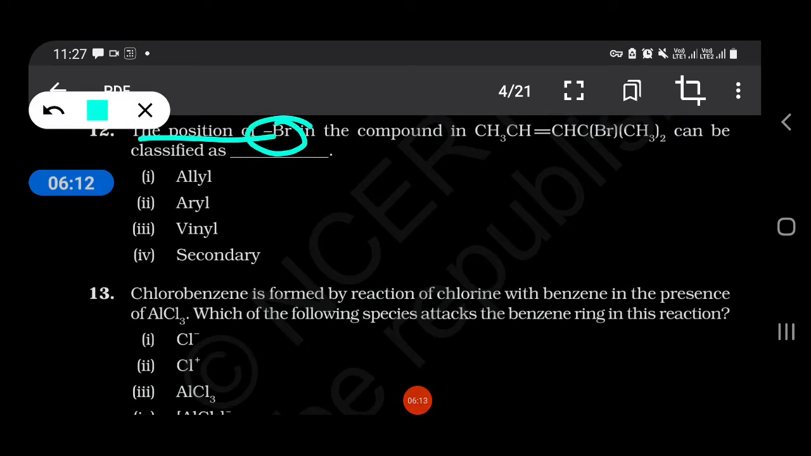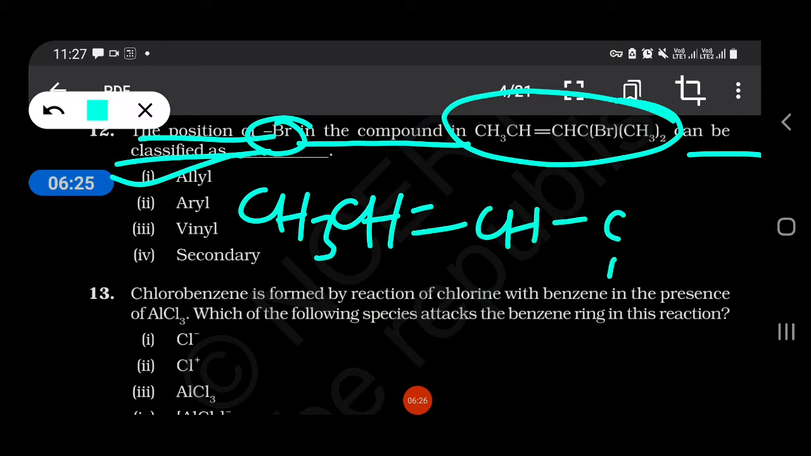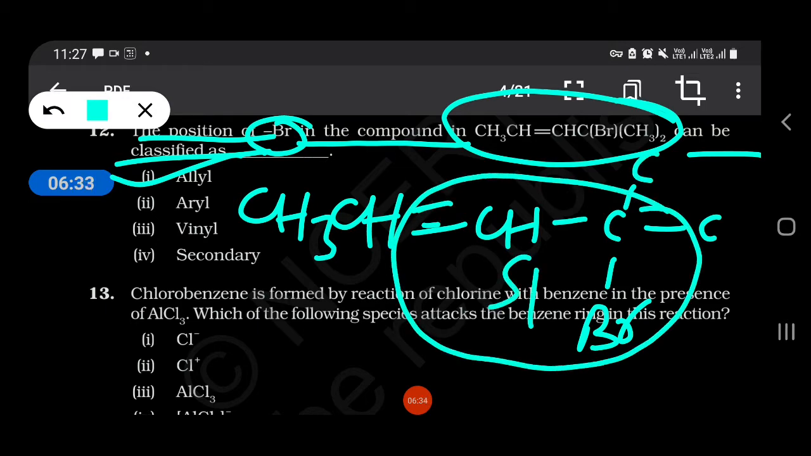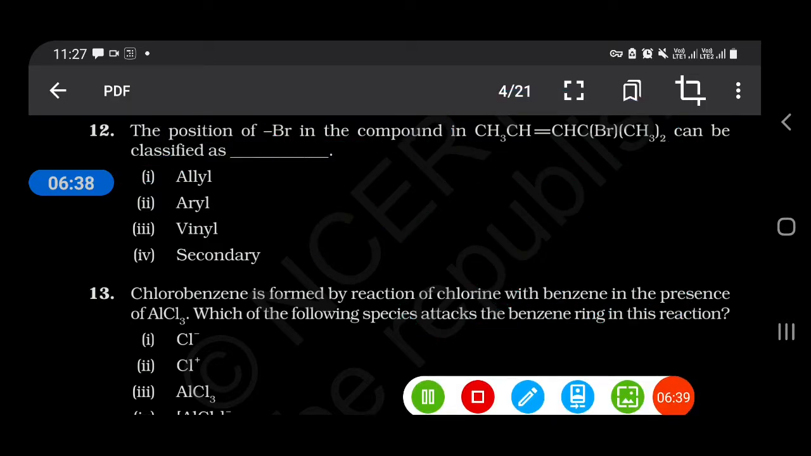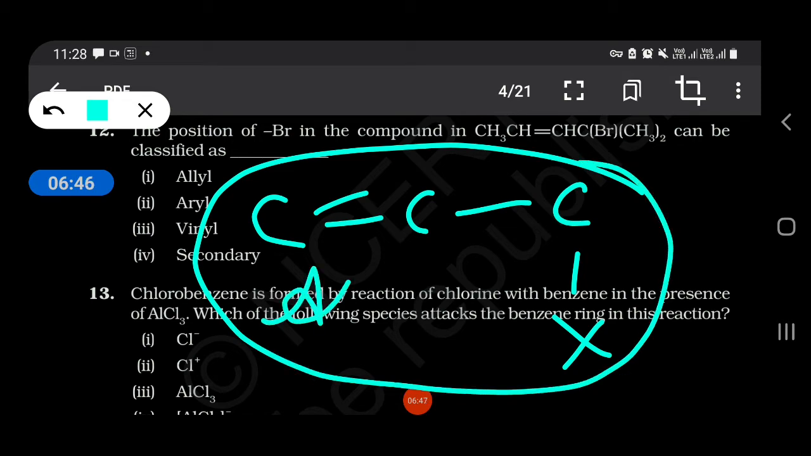The position of Br in this compound can be classified as allylic, because you can see here, I can draw this for all of you. C, Br and C and C. So you can see like this, it is present at sp3 carbon. This one is sp3. So whenever there is C double bond C and then C and X is present, this is called allyl. Okay.